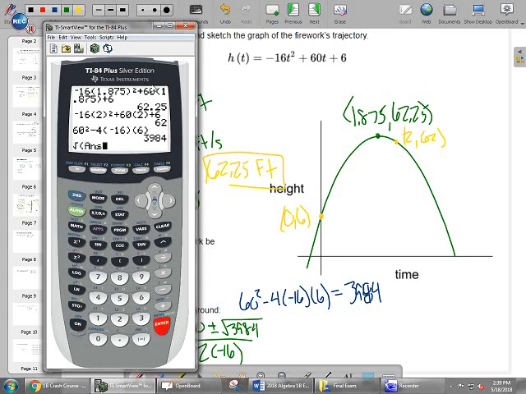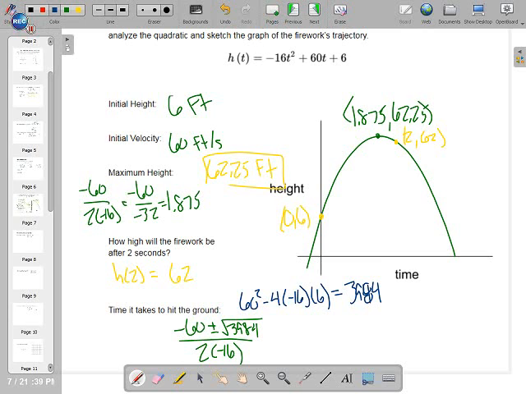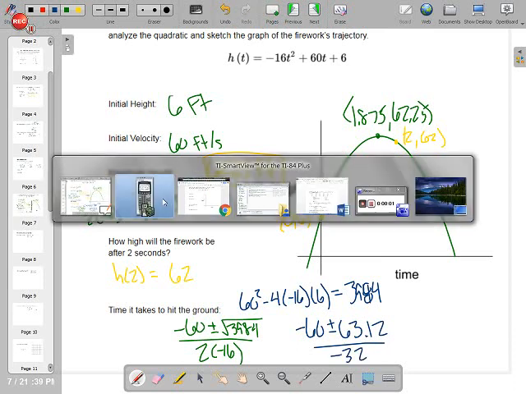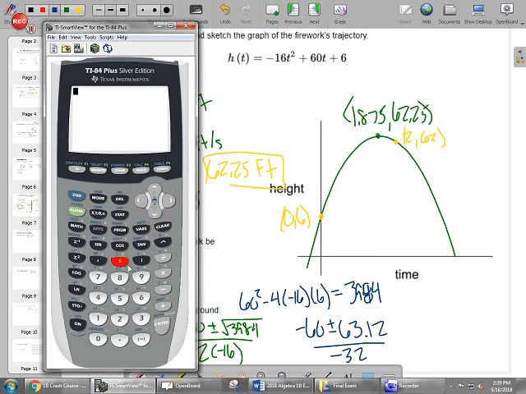And that's going to be some nasty decimals when I do the square root of that. So let's go ahead and see if we can work this out. This is 63, let's say 63.12. So negative 60 plus or minus 63.12 over negative 32. 2 times 16 is 32. So I'm going to type this in now, and you've got to be careful because if you don't use parentheses for the numerator, you're going to run into order of operations issues. So negative 60 plus 63.12 over negative 32 is negative 0.095.